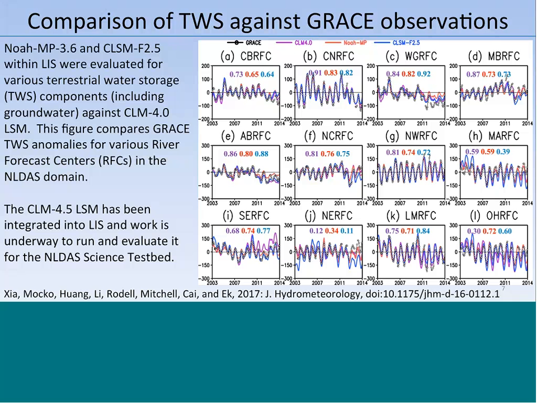And what they found was that all these models performed pretty well. You can see the dots are the GRACE data and the lines are the models, and in general, they look pretty good. And then you've got some anomaly correlation scores up above, which are all pretty high. There's a few areas where these models have challenges, like the Northeast River Forecast Center, but overall, the performance is pretty good, and they're pretty similar across the models. So, we're looking at having groundwater in the next generation of NLDAS.